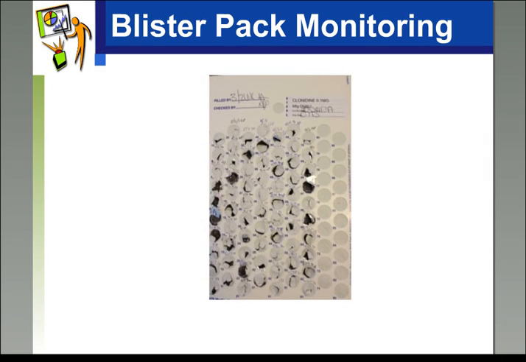This is an example of what blister pack monitoring documentation looks like. Only the back of the package is written on, never the front. It's not a MAP requirement. It is an example of a component of a medication monitoring system that you could consider implementing.